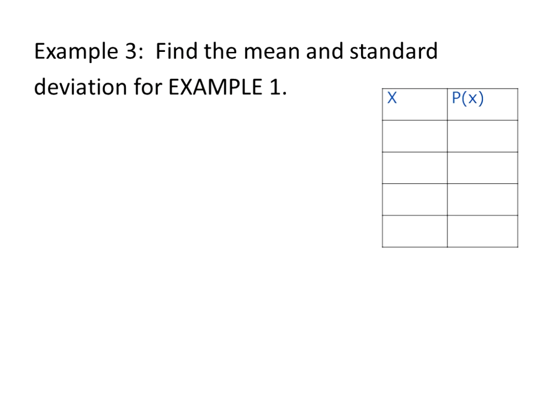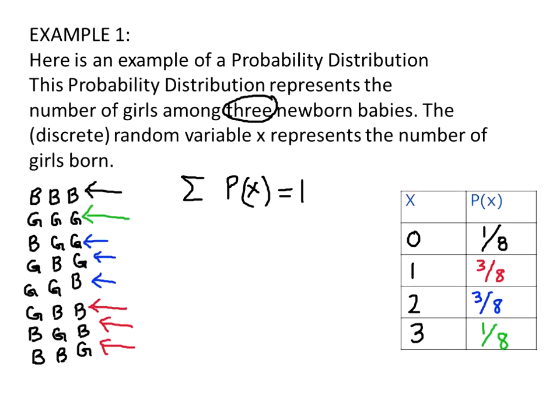Okay, so this is back to the example we had worked on. I don't want to rewrite this all over again, but we're going to find the mean and the standard deviation. I've already filled out the table, so I'm just going to go back to that table and find the mean and the standard deviation. So let's look at the formula. To find the mean, it's the sum of x times p of x. That's how you find your mean.